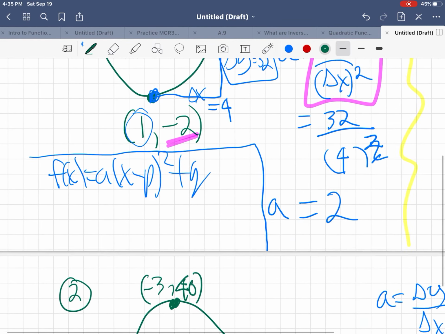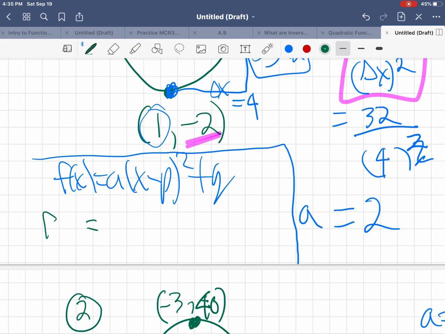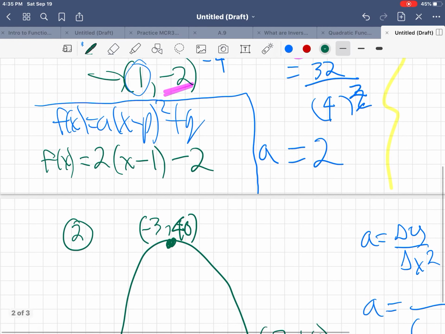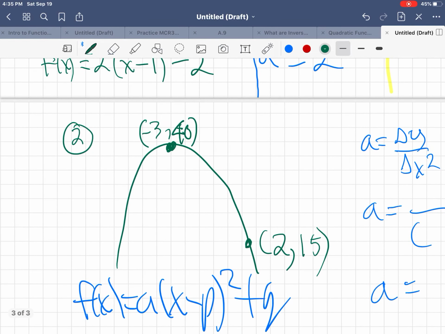Then to get the equation of the parabola, the a value is 2. The p value is 1, so x minus 1. And then the q value is negative 2, so minus 2. That's the equation of our parabola, a parabola that opens up. Let's quickly do one more. This one opens down.